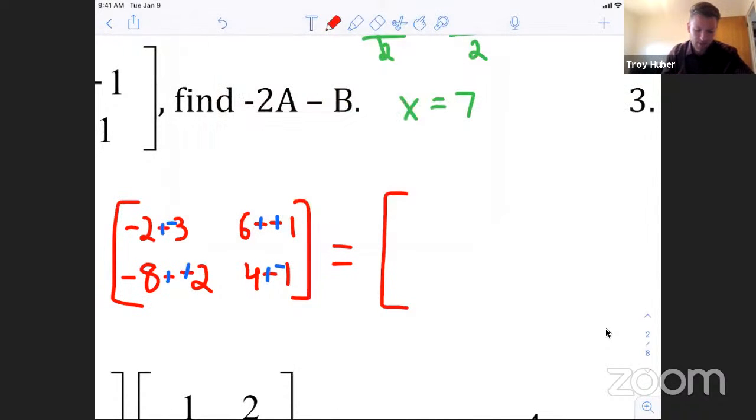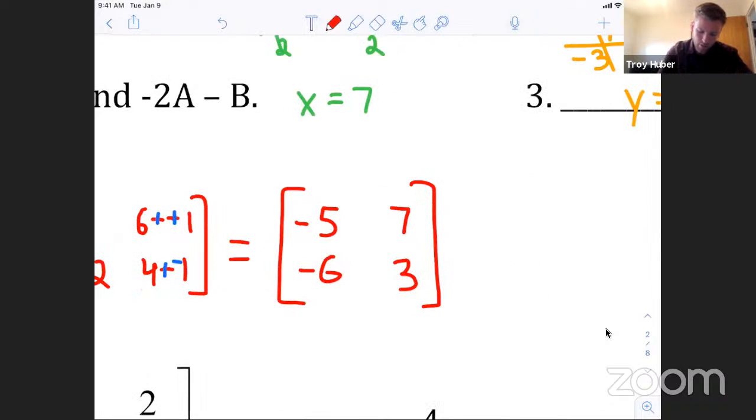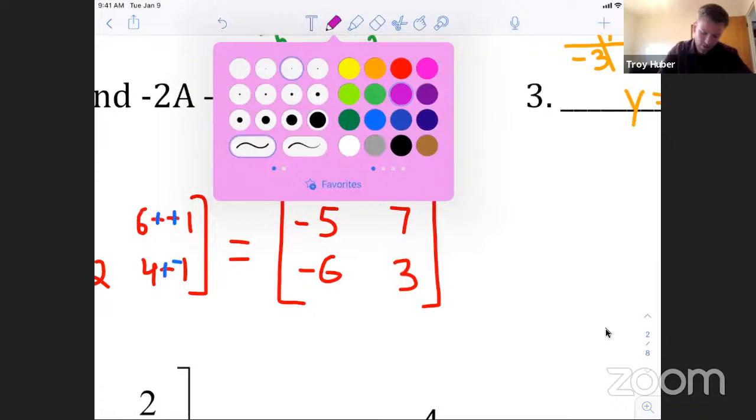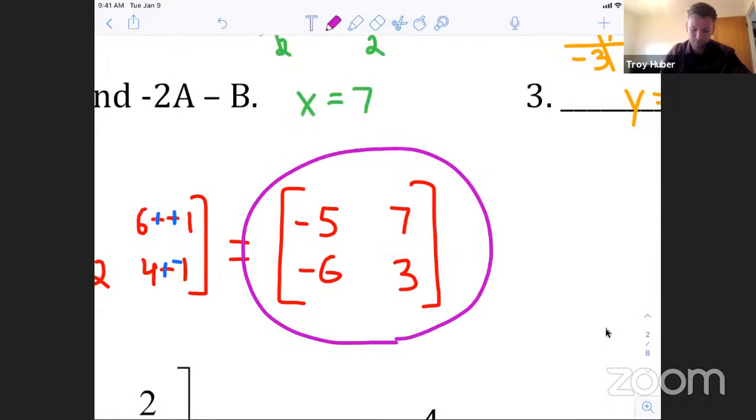-2 plus -3 is -5. 6 plus 1 is 7. -8 plus 2 is -6. And 4 plus -1 is 3. And this would be our solution to that problem there.